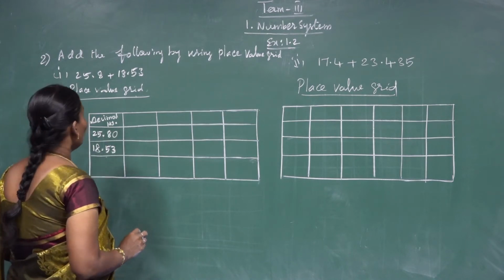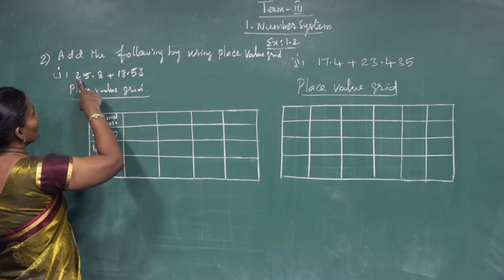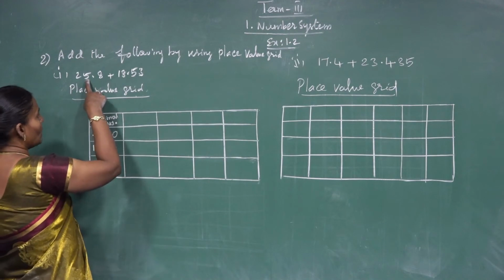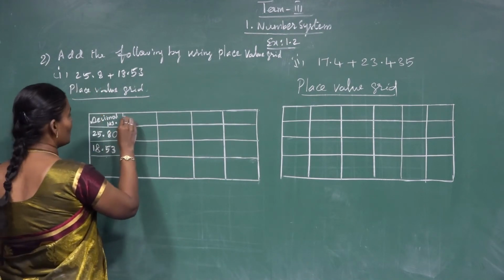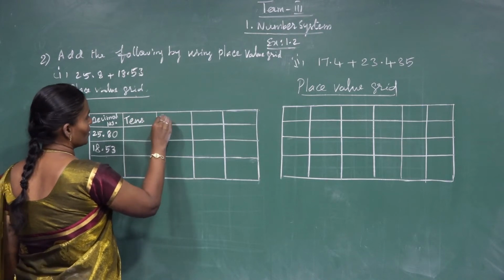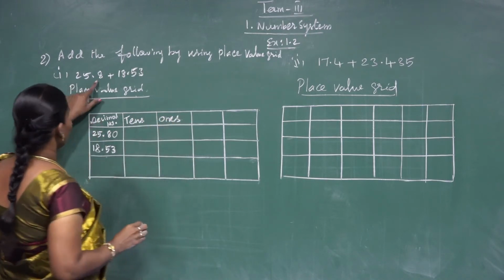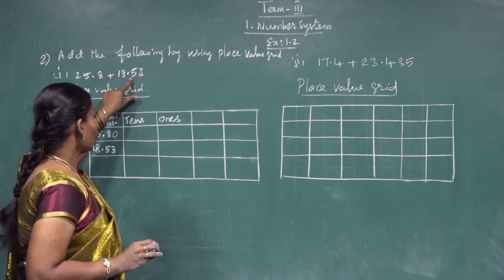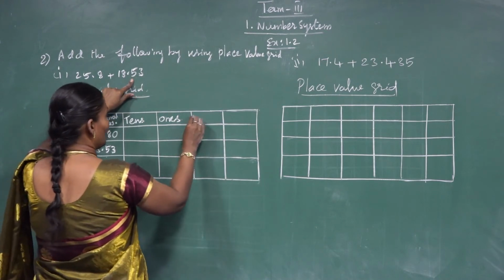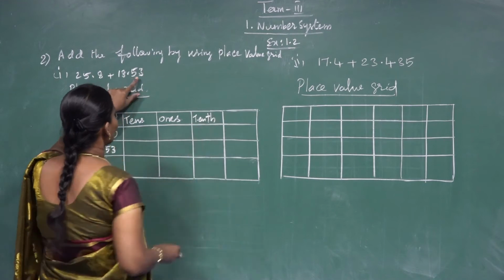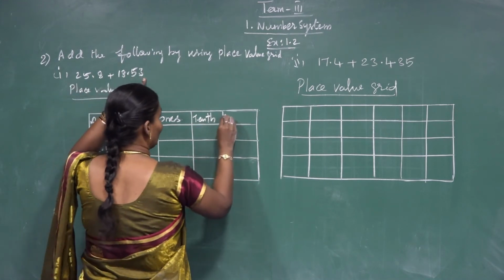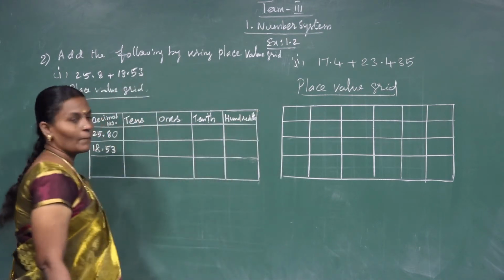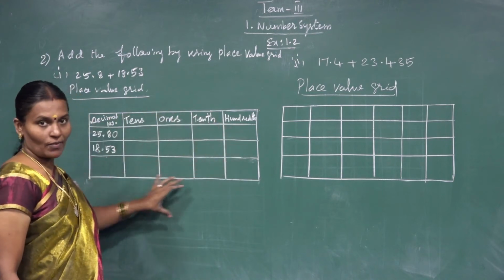Now see, in the whole part 2 digits are there, 2 places. This is ones, this is tens. So start from here: tens, and this is the ones place. Next, in decimal places, the maximum is 2 decimal places. The first one is the 10th place, the second one is the 100th place. Understand, children? So we draw the place value grid.